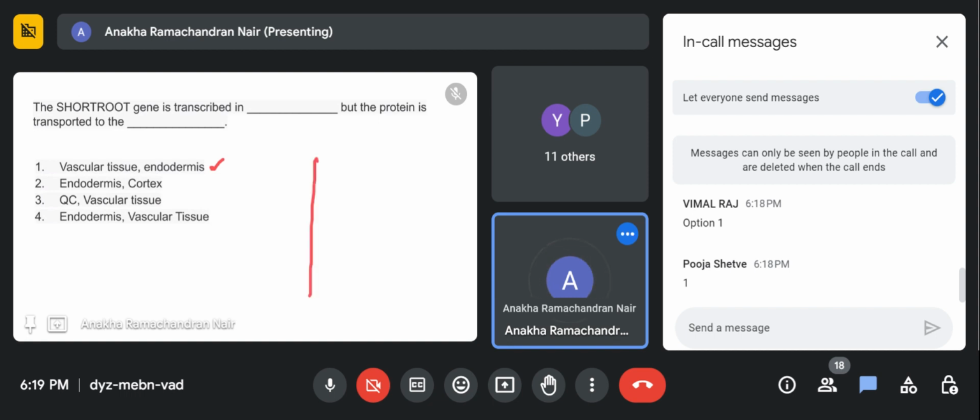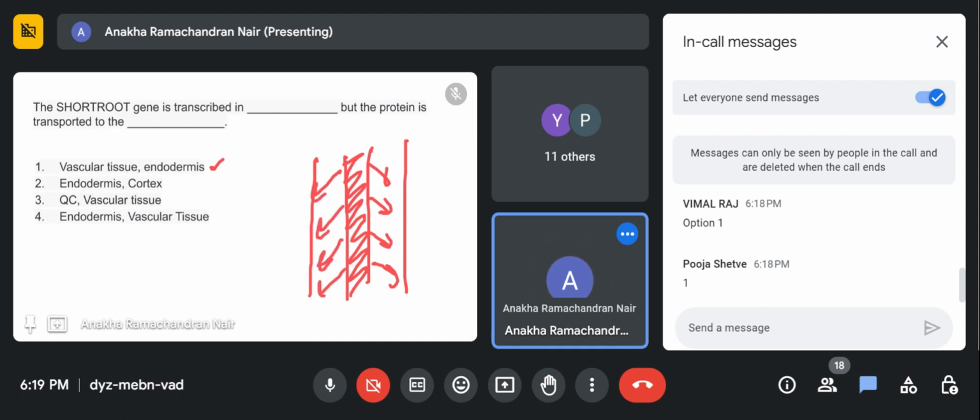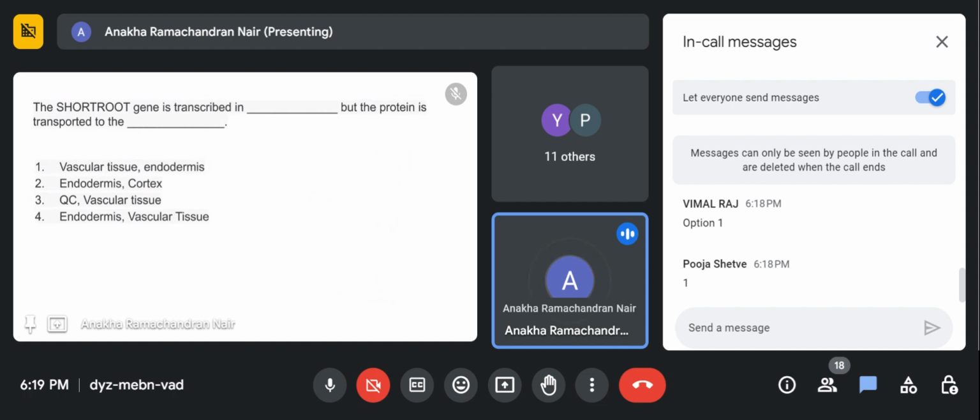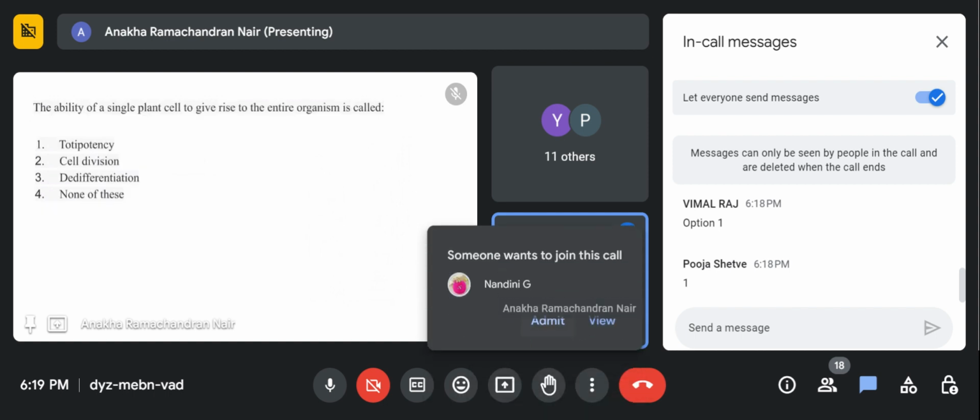So if this is the vascular tissue, this protein will be transcribed here, okay, and through the plasmodesmata, it will be transported to the endodermis too. Okay, so the correct answer is option 1. The short root gene is transcribed in the vascular tissue, but the protein is transported to the endodermis. Okay, so that is the correct answer. Great. All right, next question.